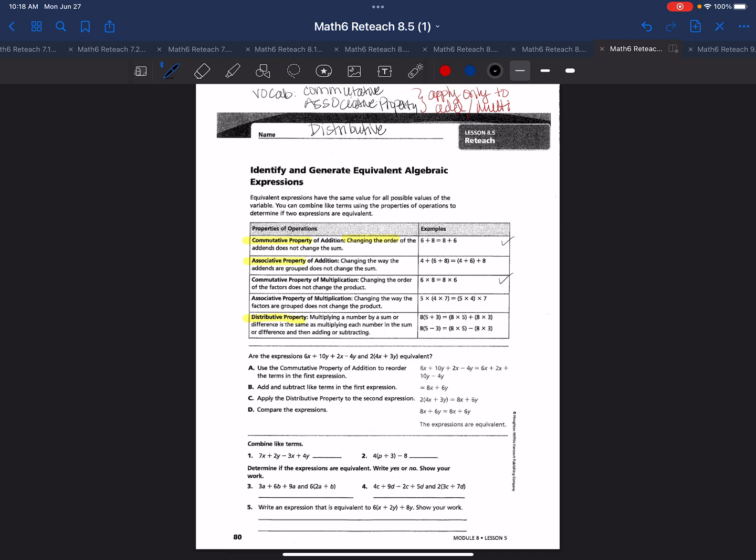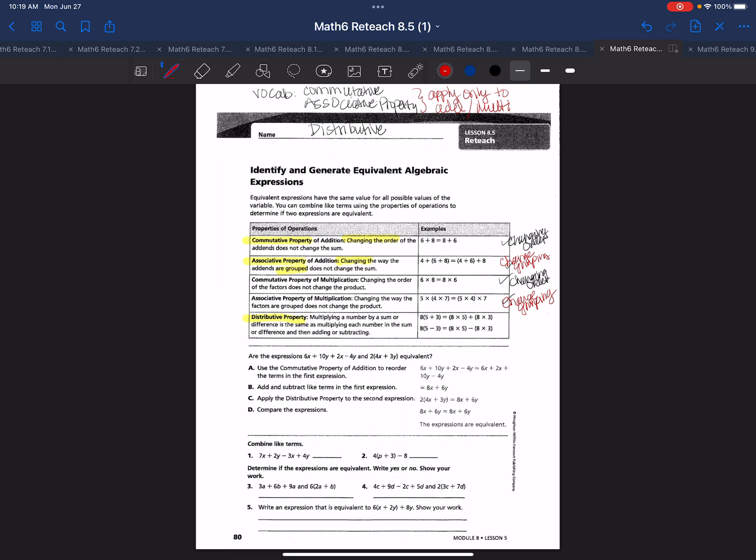Associative property of addition and multiplication means you can change the way the addends are grouped. So you're changing the grouping here. So this one is you're changing order. And then this one is you're going to change the group. Remember, those apply only to addition and multiplication.